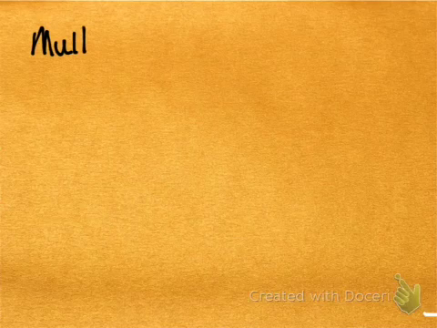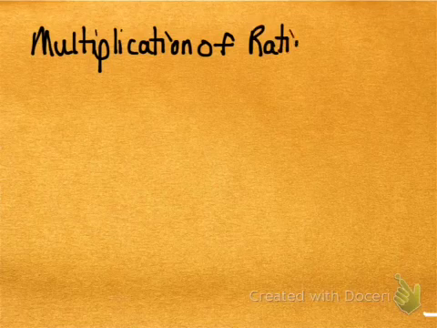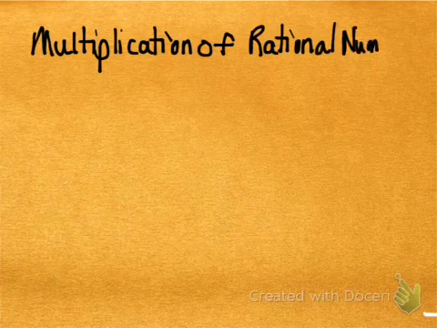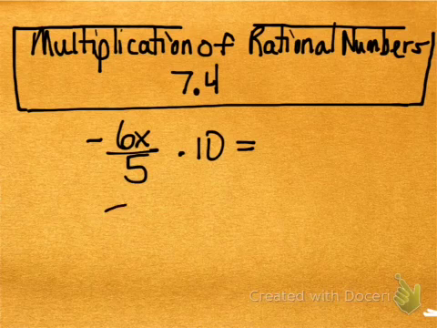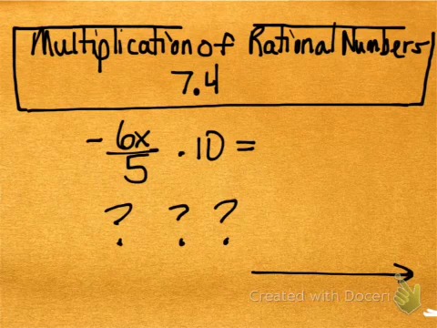Alright guys, in this session today we're going to take a look at multiplication of rational numbers. So this is section 7.4, multiplication of rational numbers, which really is just multiplying of fractions. Remember, rational numbers are fractions. And of course we're not going to just leave it at 2/3 times 1/4. We're going to add in mixed numbers, negatives, and your favorite, adding variables to it, such as the one you see here, negative 6x over 5 times 10.